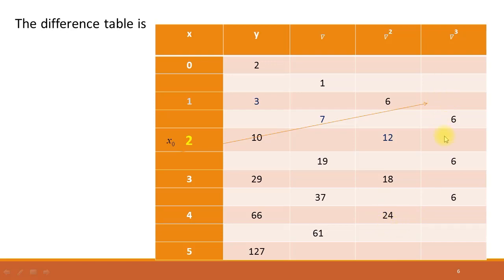Similarly, for the fourth differences, subtract 6 from 12, we get 6, 12 from 18, we get 6, 18 from 24, we get 6. And the fourth differences will be 6 minus 6, 0, 6 minus 6 also 0, so we don't need the fourth differences column.